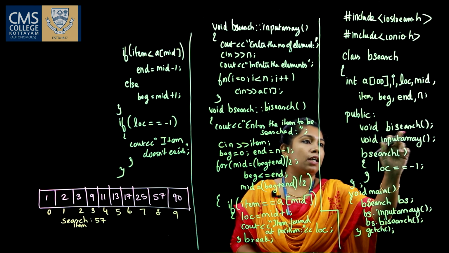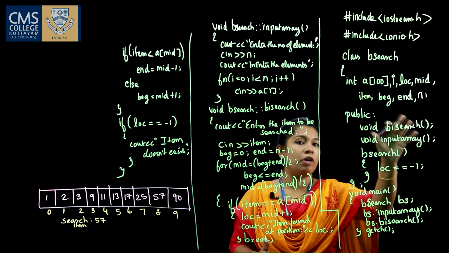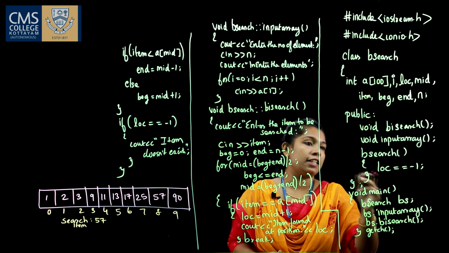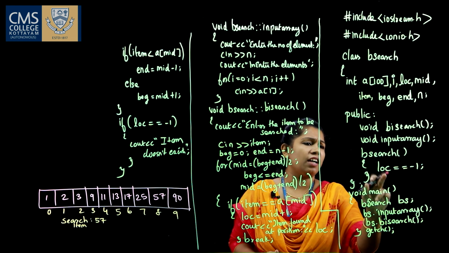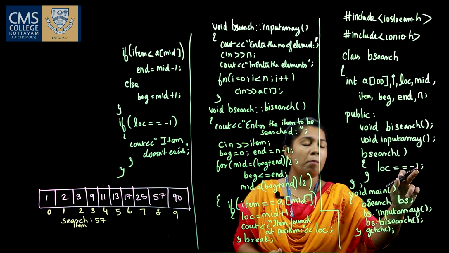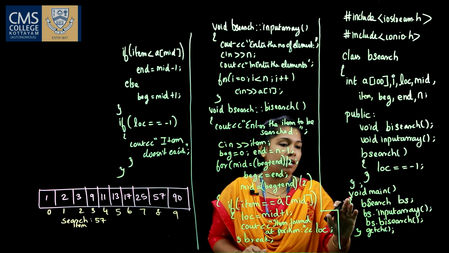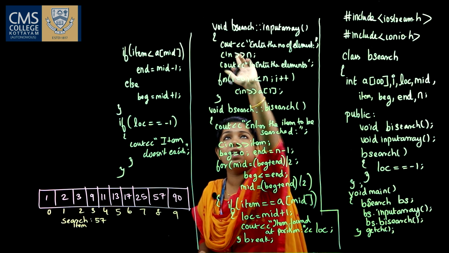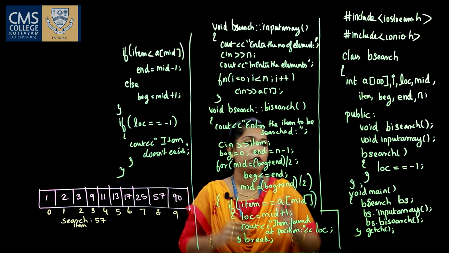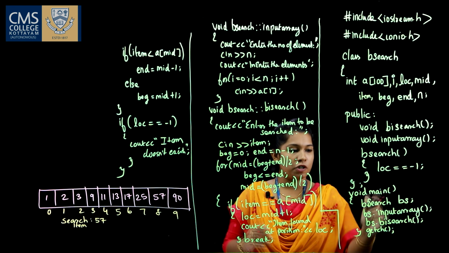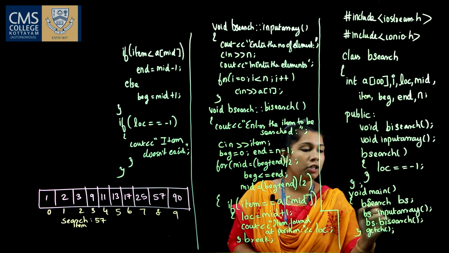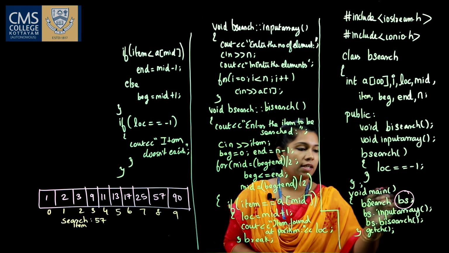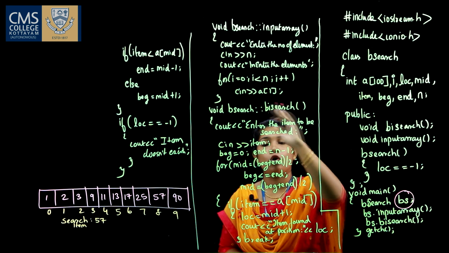The first one is bsearch, which is going to do our binary searching algorithm, and inputarray is used to get the input items. In the constructor, I am initializing the LOC value to -1 initially. All these functions are defined outside the class, so I have used the scope resolution operator and the class name to identify that this member belongs to that particular class. Your execution as usual starts from the main function. Here I have declared an object bs for the class bsearch, and using the object I am going to invoke all the functions.